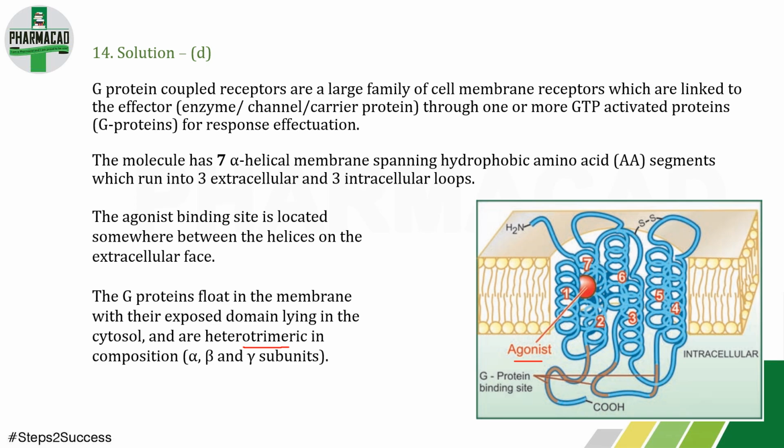So the extracellular portion is here, where we will find the NH2 terminal, that is the N terminal, but on the intracellular portion we will find the C terminal. Then here we have the disulfide bridge, then here the agonist binding site and the 7 alpha helices.